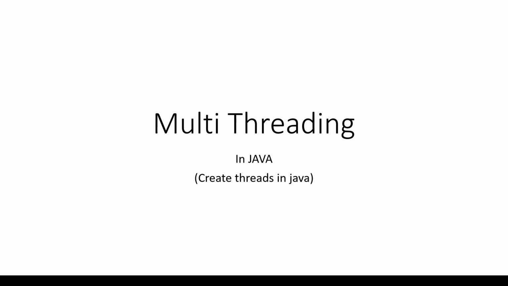Today we will see how we can create threads in Java. Java provides us two ways to create threads. We can create a thread by extending the Thread class, or we can create a thread by implementing the Runnable interface. We will see how we can create threads using both methods, what is the best method, and what the differences between both are.